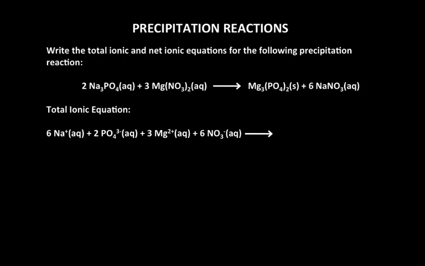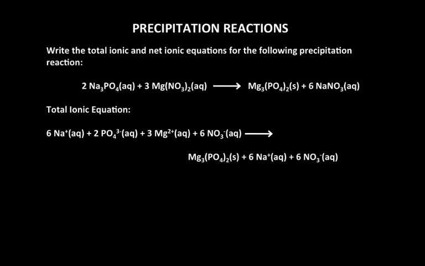And then on the product side, since the magnesium phosphate is a solid, since it's precipitated out of the reaction, we're not going to break that apart because it's a solid product. And then we'll break the sodium nitrate into the ions that it's made up of, and that will give us 6 sodiums and 6 nitrates.